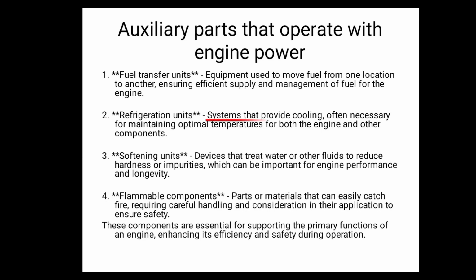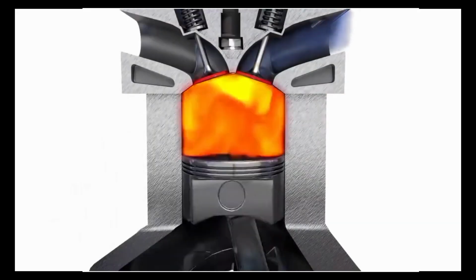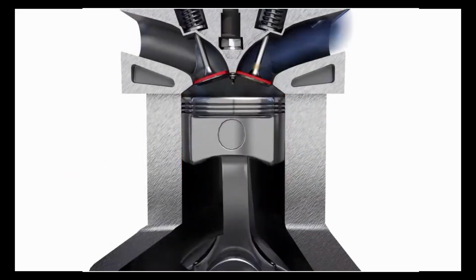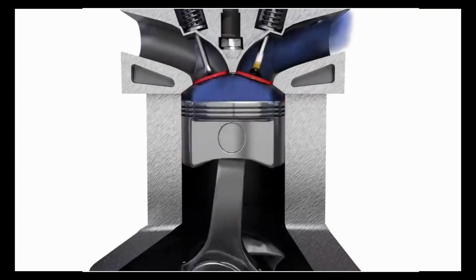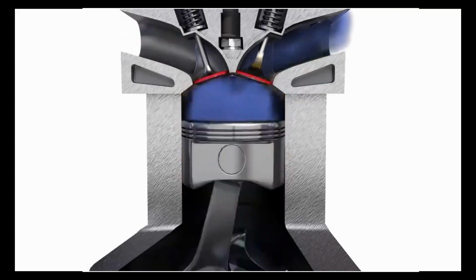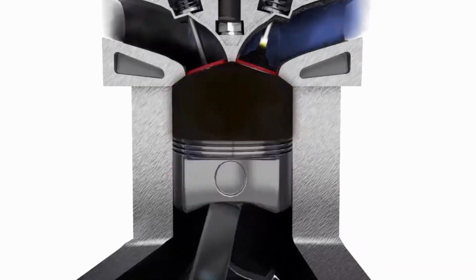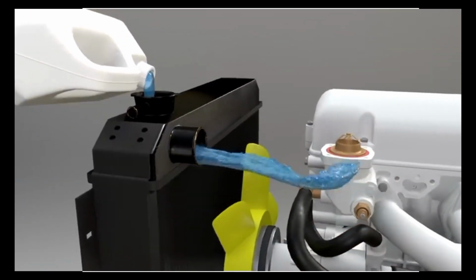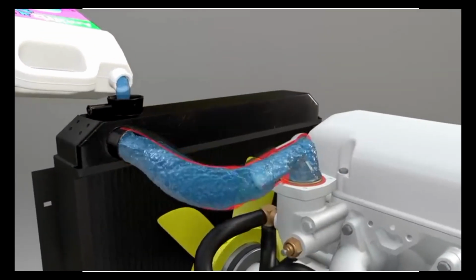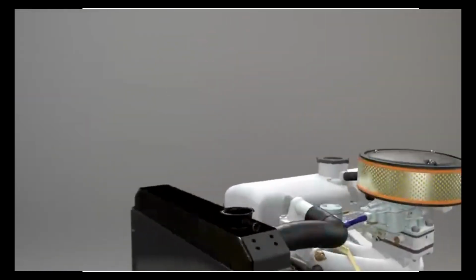It's a system that provides cooling, often necessary for maintaining optimal temperature for both an engine and other components. If you remember, in the first section I said an engine heats up quickly. When you drive a car, your engine is working hard. Your pistons are moving as quickly as possible, so they heat up quickly. So to maintain the cooling temperature, an engine has a refrigeration unit. The third one is the softening unit.